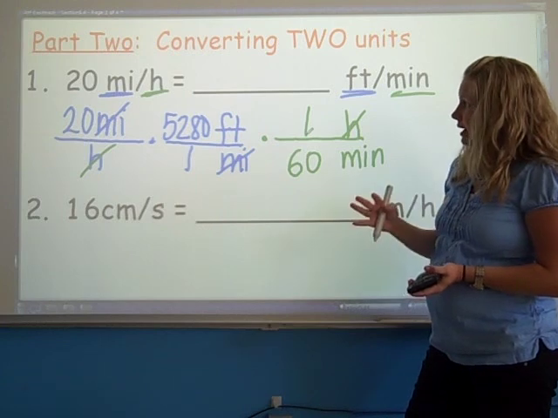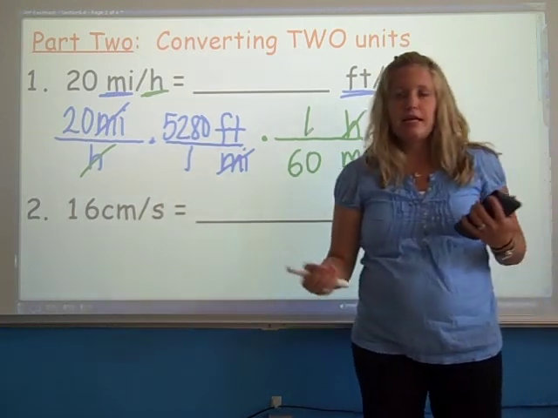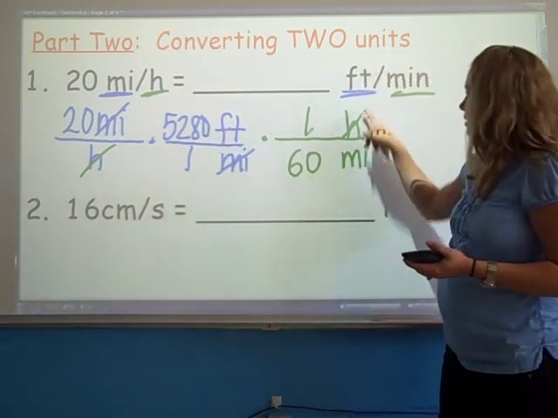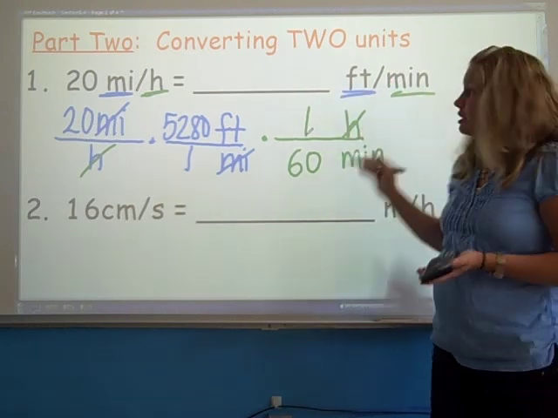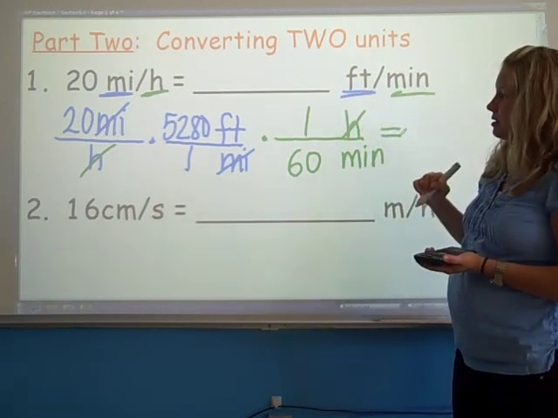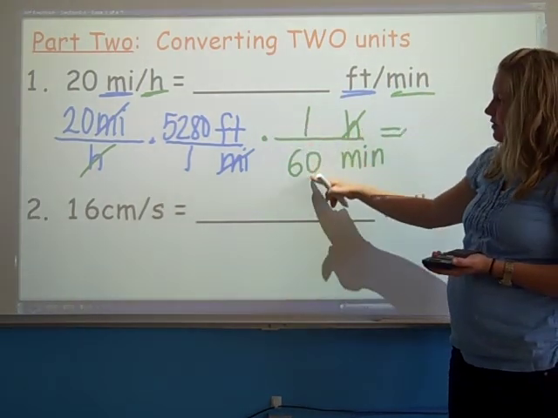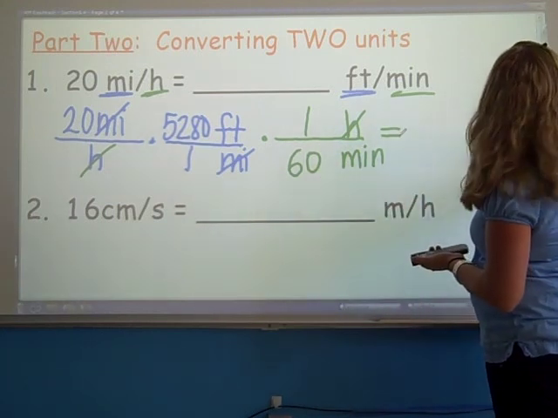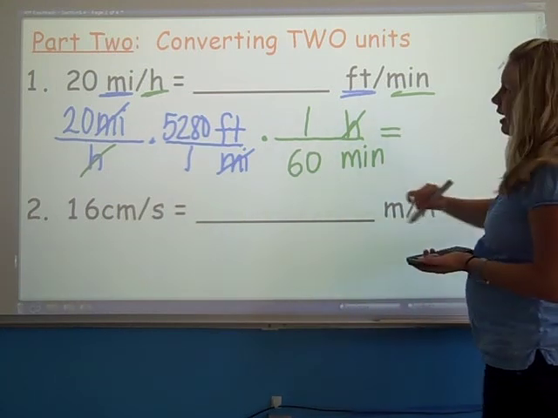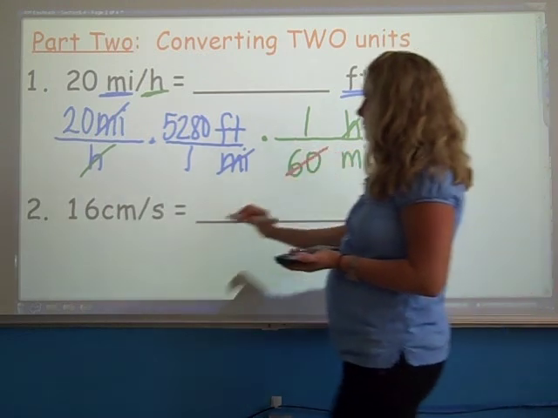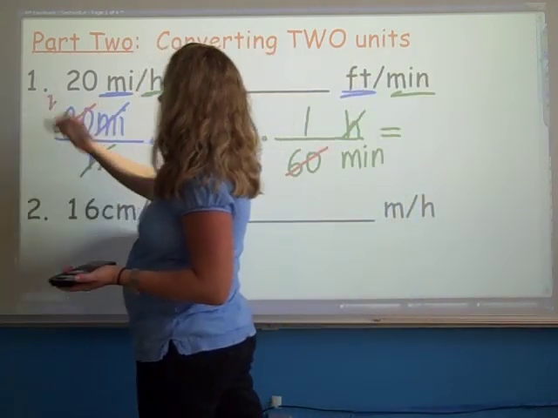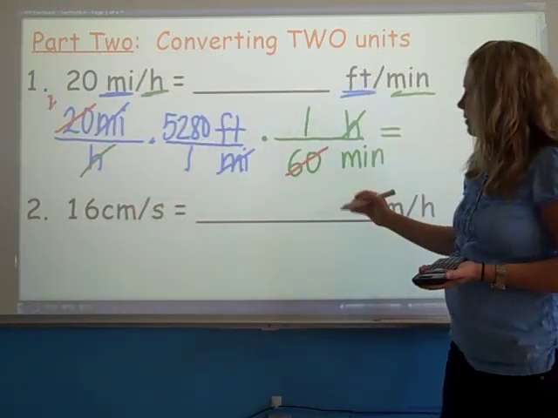Okay, now the only units left that are not canceled out are feet per minute, which is exactly what I want. So now I just need to simplify my numbers. Looking at my numbers, I have a 60 in the denominator, and I have a 20 in the numerator. I'm going to simplify those out. 20 can become a 1. 60 divided by 20 is 3.